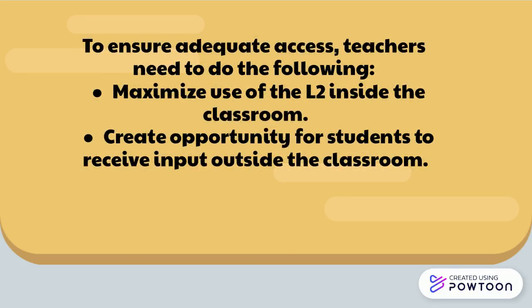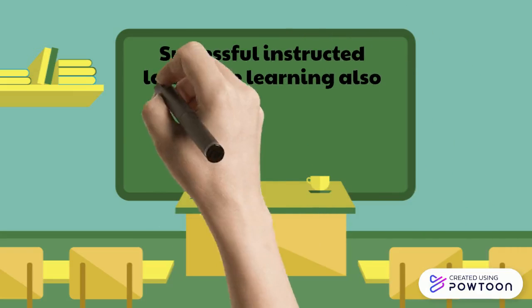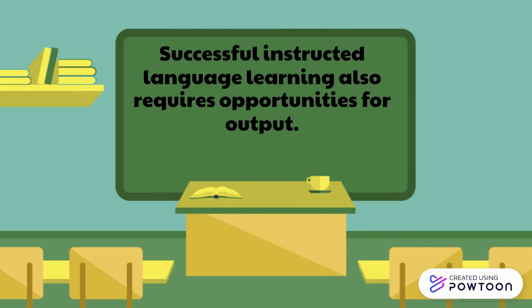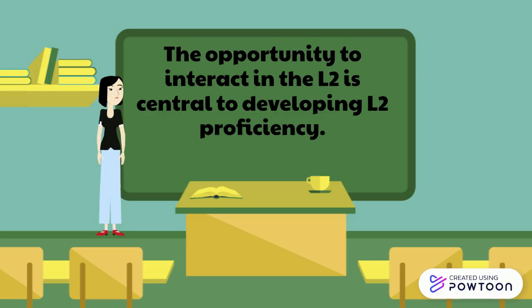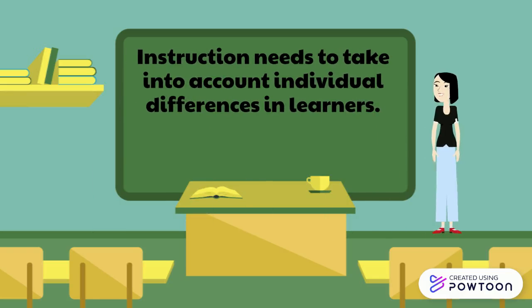Principle number 7 states that successful instructed language learning also requires opportunities for output. Principle number 8 states that the opportunity to interact in the L2 is central to developing L2 proficiency. Principle number 9 states that instruction needs to take into account individual differences in learners.